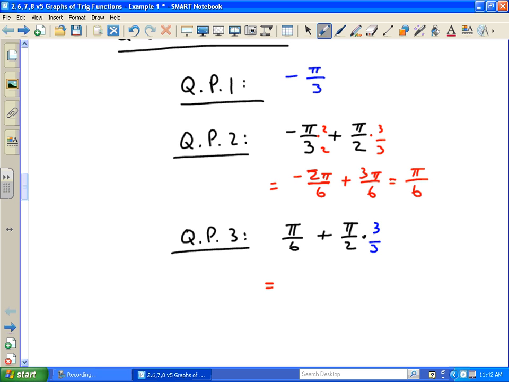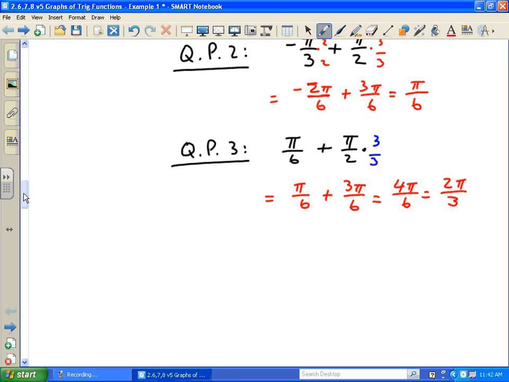Okay, in this case, I'll have pi over 6 plus 3 pi over 6. If I add, this will become 4 pi over 6, and then I can reduce both of those by 2, so I'll have 2 pi over 3 as that next quarter point. Quarter point number 4. Now do be careful, you're thinking quarter points, so you're thinking that maybe this one should be the last one. It's not. There are 5 quarter points.